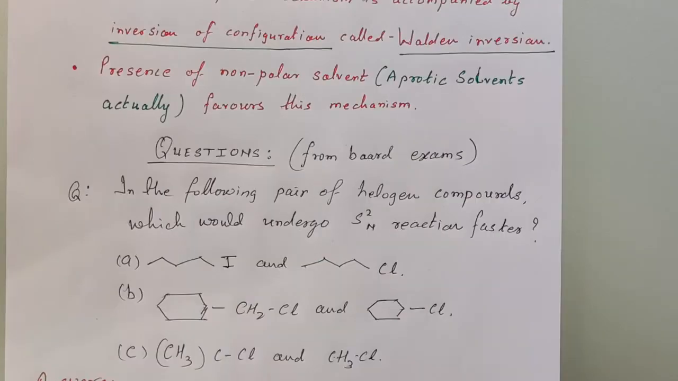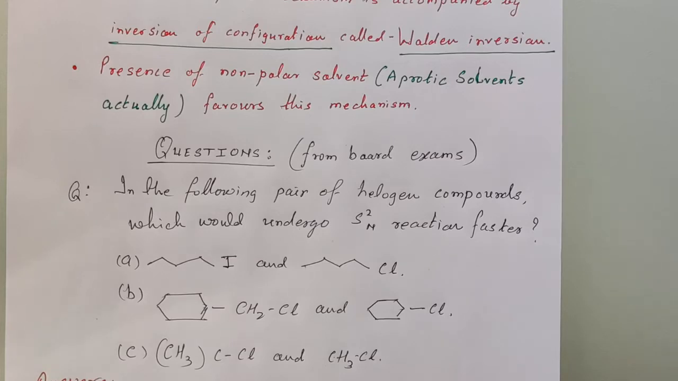Alright, so now let us test ourselves. What did we learn? Okay, so these are the questions from board examination, students. You can read the question very clearly over here. So the question is, in the following pair of halogen compounds, which will undergo Sn2 mechanism, that is the reaction, faster? Okay, as you can see, there are three questions. In the first A, B and C.